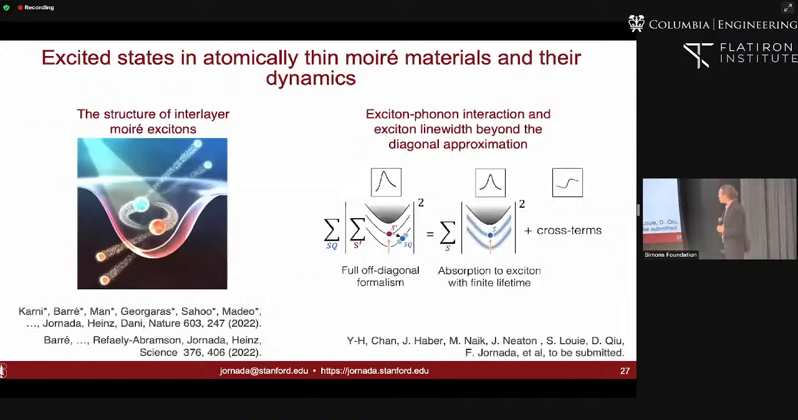So I hope that it convinced you that there's quite interesting physics associated with those Moiré excitons and also this interaction with phonons that we can also compute from first principles.